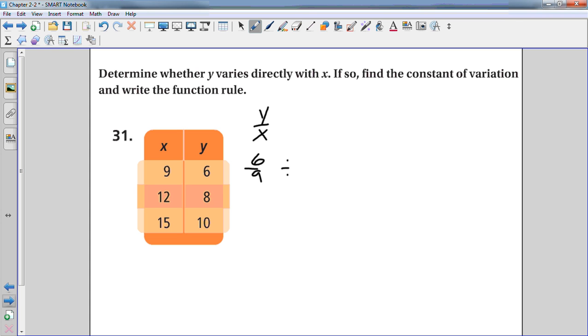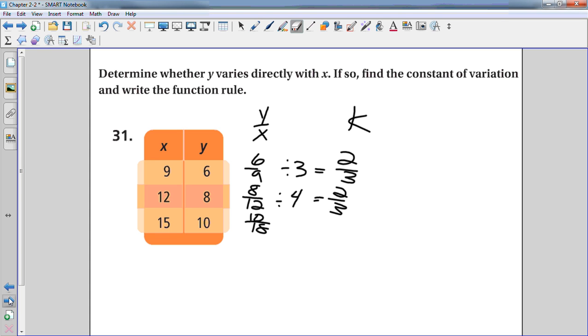And I'm going to divide the top and bottom by 3, and I'm going to get 2/3. That's my k. Then I have 8 over 12. Divide by 4, and I'm going to get 2 over 3. 10 over 15. I'm dividing the top and bottom by 4. I guess dividing by 4 doesn't work.